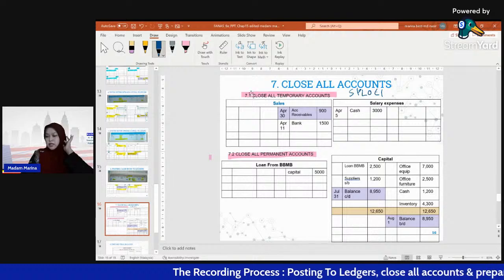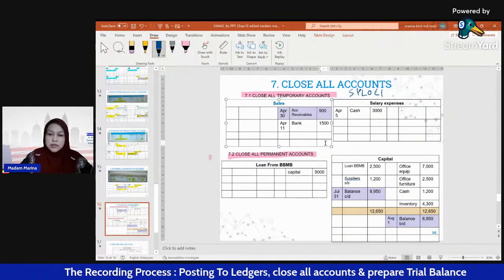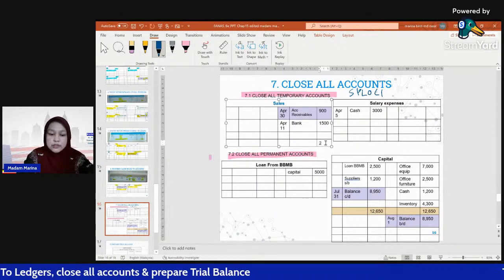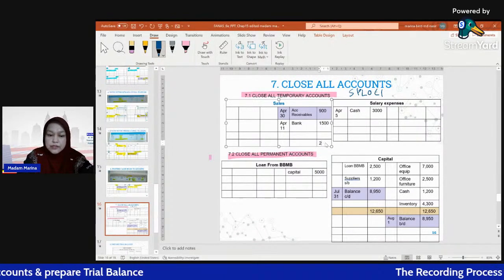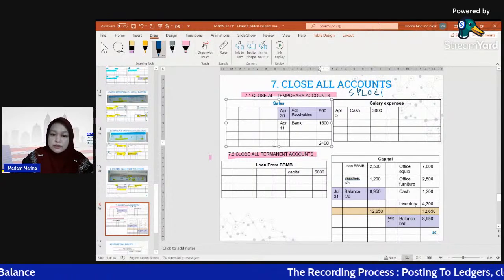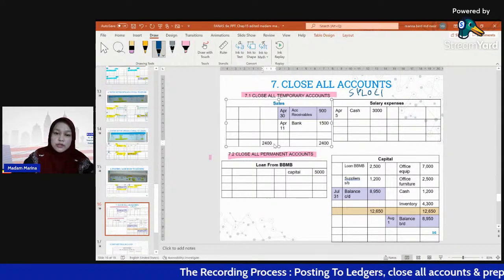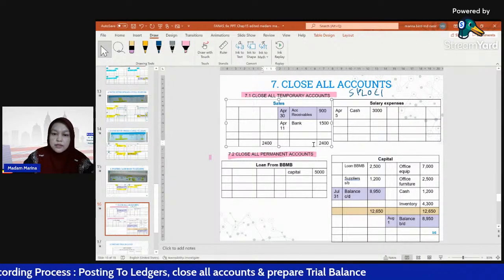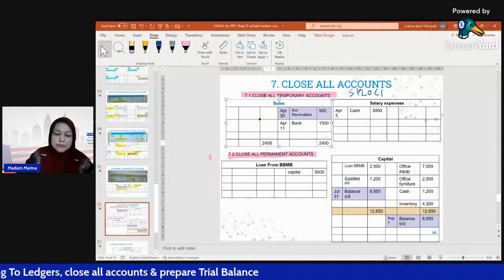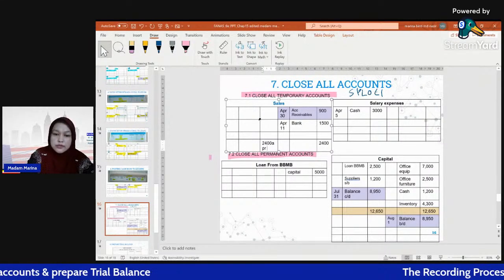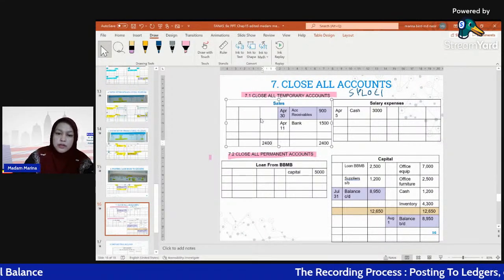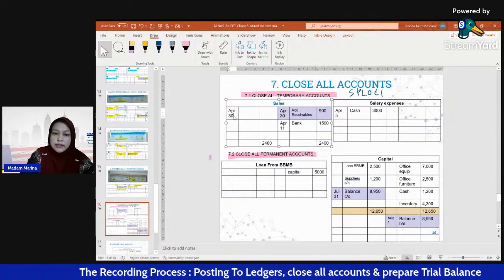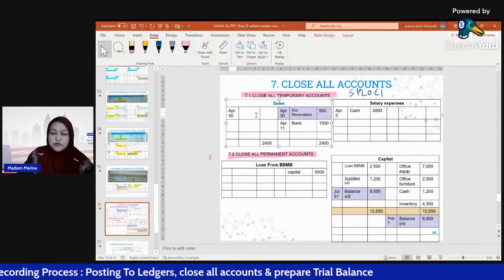So we need to total up. Okay, total up the credit side: 900 plus 2,000 plus 1,500, so equals 2,400. Okay, so put in the column side also here. Okay, so what we have to do is April 30, end of period, sebab kita nak tutup ni pada setiap hujung bulan.